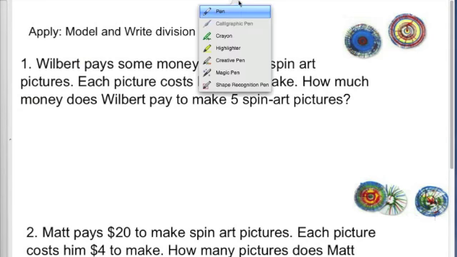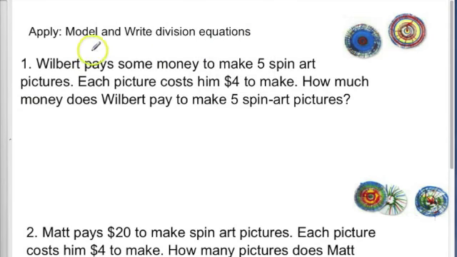Let's take a look at some examples. We're going to model and write division equations. This first example is going to be an example where our unknown is going to be the number in all. Wilbert pays some money to make 5 spin art pictures. Each picture cost him $4 to make. How much money does Wilbert pay to make 5 spin art pictures?